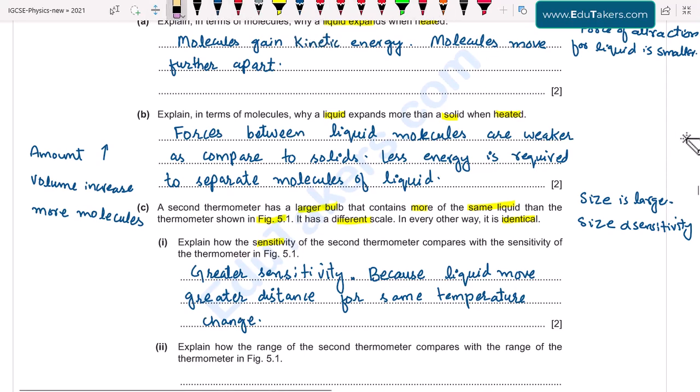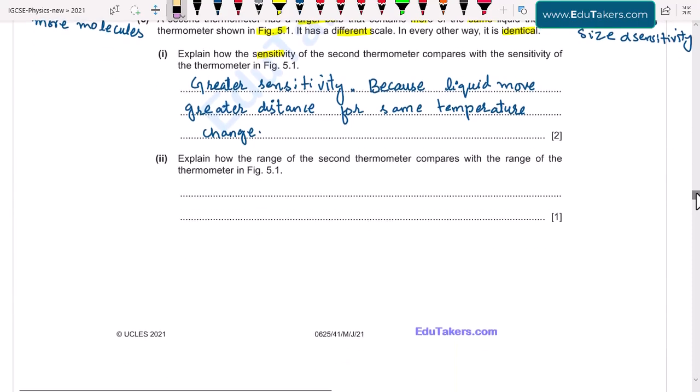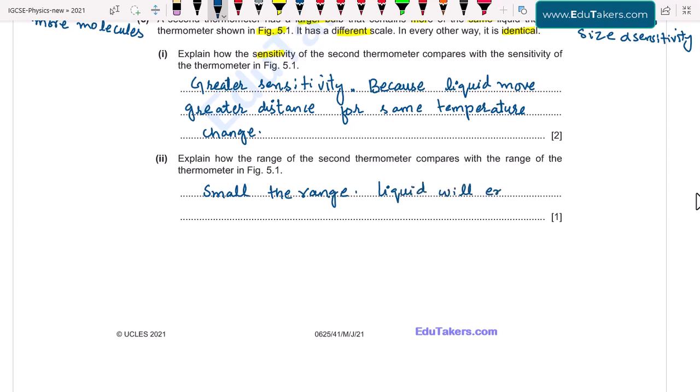Part 2. Explain how the range of the second thermometer compares with the range of the thermometer given in figure 5.1. Here we have to compare the range of both of these thermometers, and we know that the second thermometer has a greater size of bulb, so its range will be smaller because the size is inversely proportional to the range. So the greater the size of bulb, the smaller will be its range. I write here, small the range, liquid will expand more, and has tube of same length.